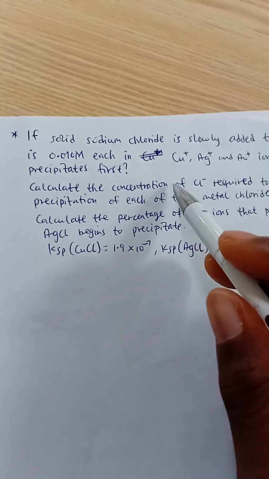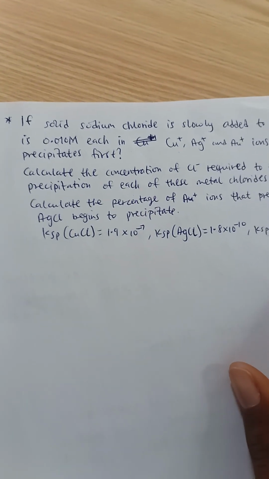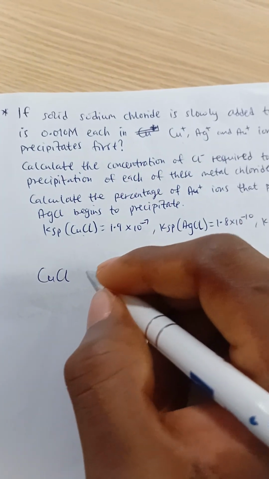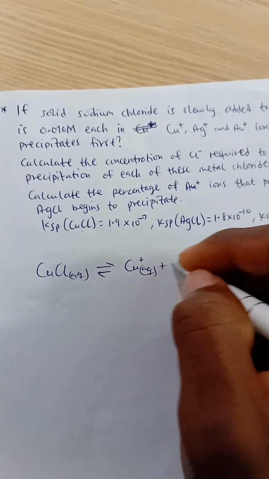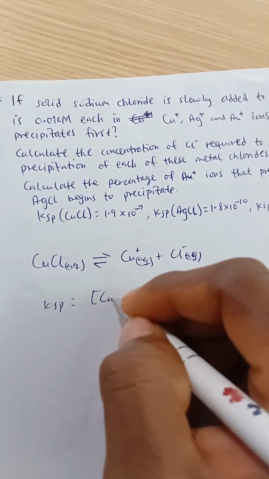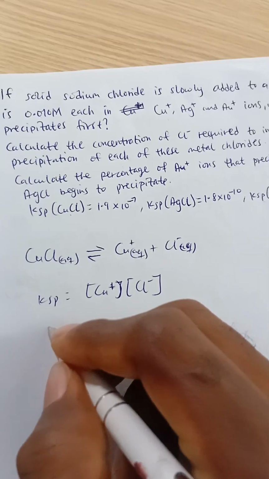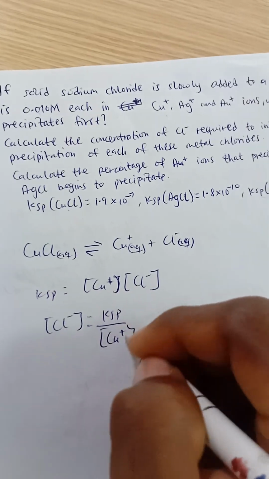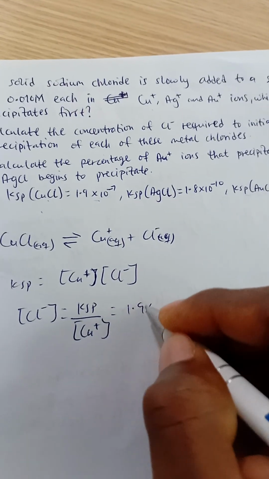The next question says calculate the concentration of Cl- required to initiate the precipitation of each ion. So now, if you take CuCl aqueous, we are going to get Cu+ aqueous plus Cl- aqueous, isn't it? Then our Ksp is the concentration of Cu+ multiplied by the concentration of Cl-. So the concentration of Cl- required is Ksp over the concentration of Cu+. And here we know our Ksp for copper 1 chloride is 1.9 × 10^-7.